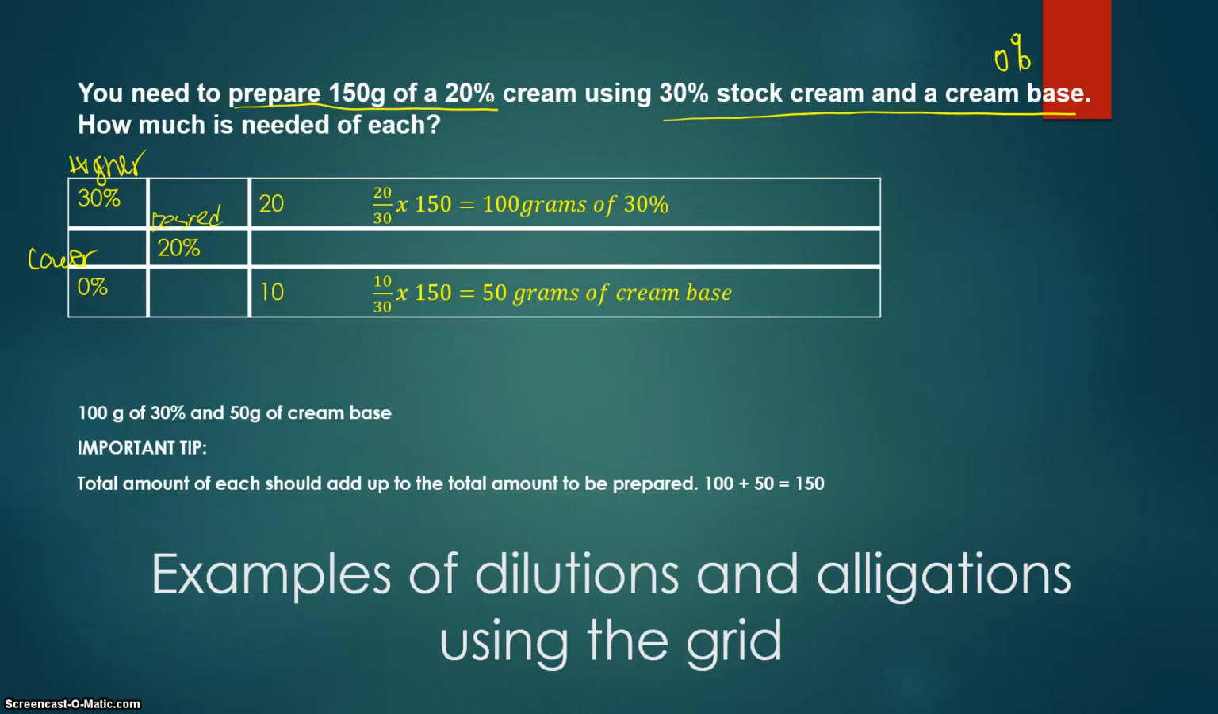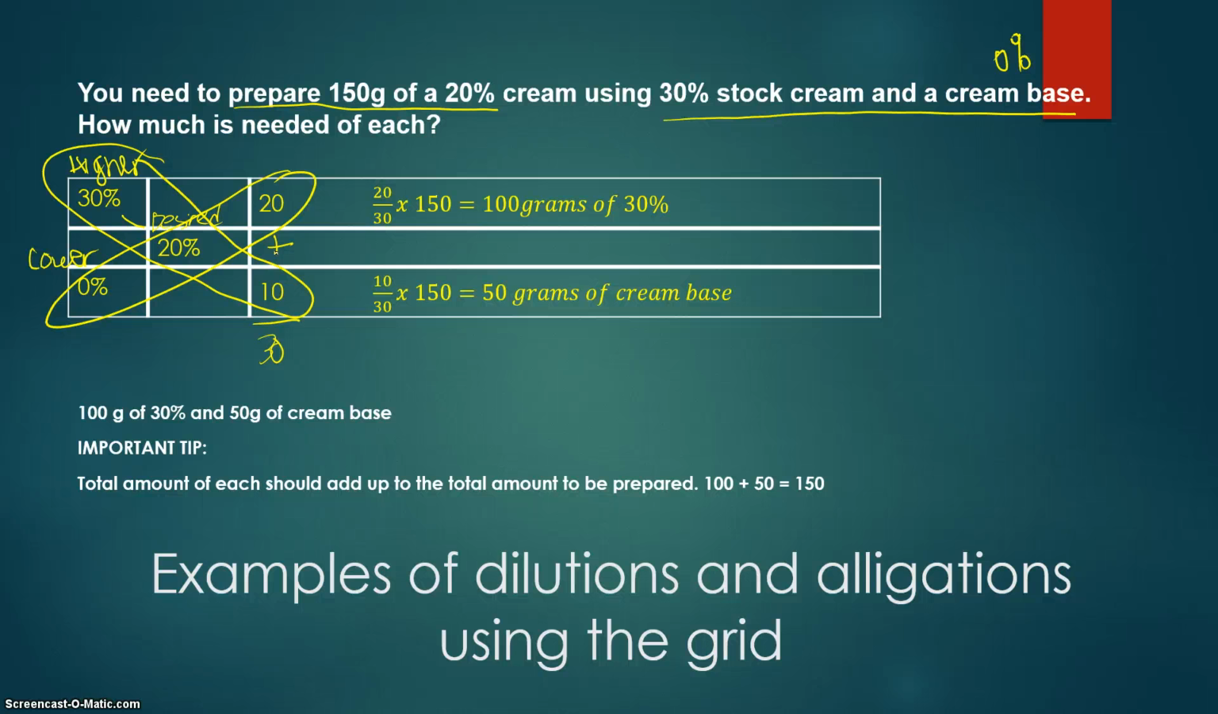Now you subtract going diagonally from the upper left hand corner to the lower right hand. So 30 minus 20 gives you 10. 20 minus 0 gives you 20. And then you add up this right hand column. So 20 plus 10 gives you 30. Remember, only positive numbers can go into the alligation grid. And also, the numbers on the right-hand side of the alligation grid that we just calculated represent the number of parts per ingredient when read straight across.